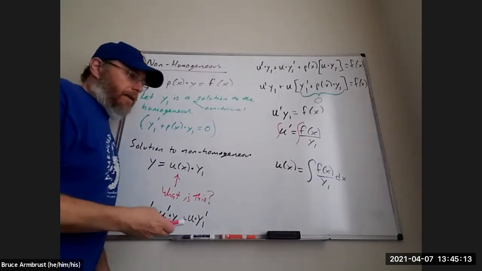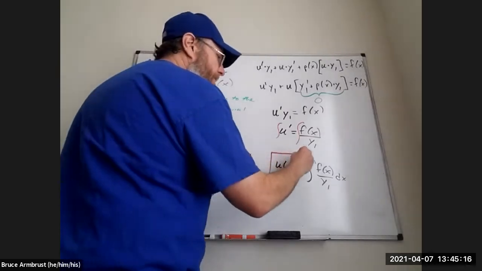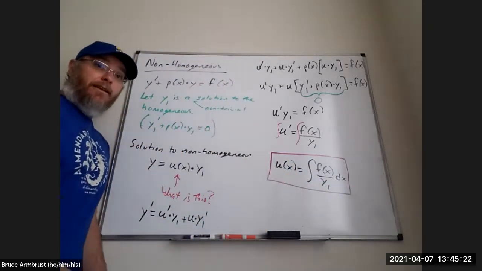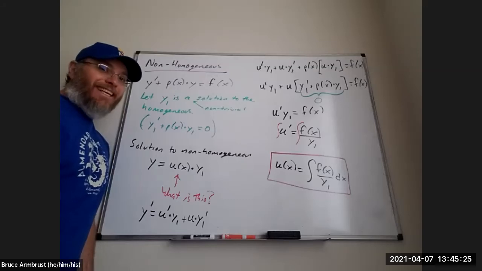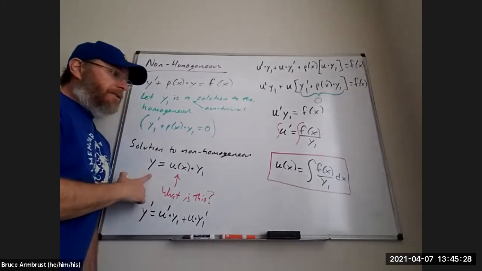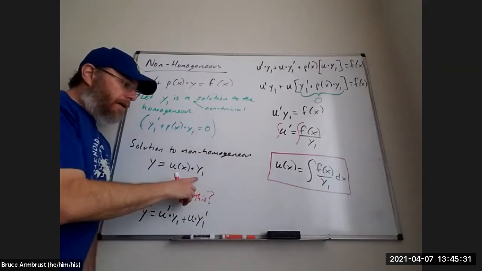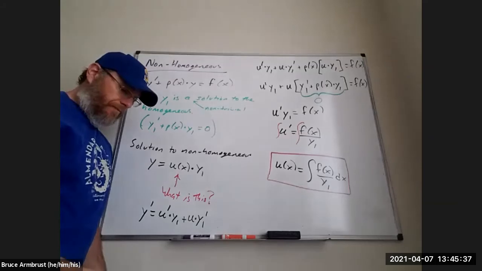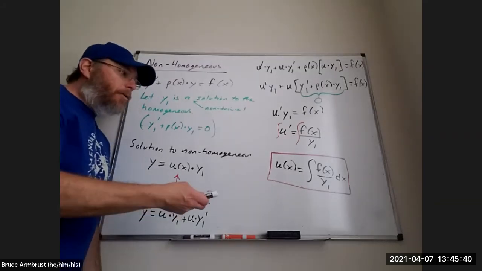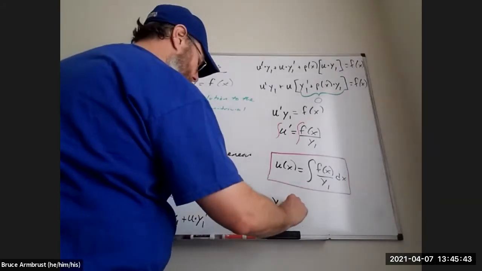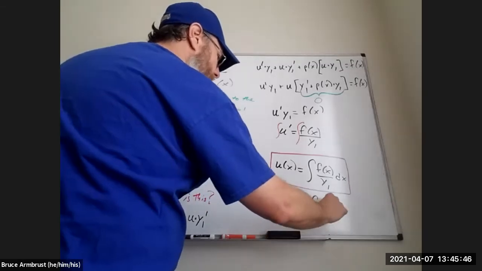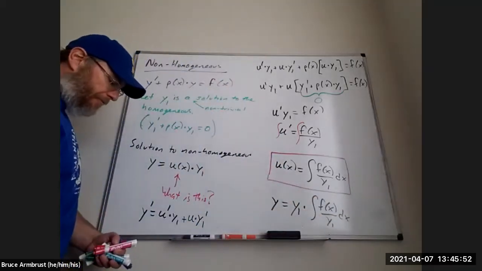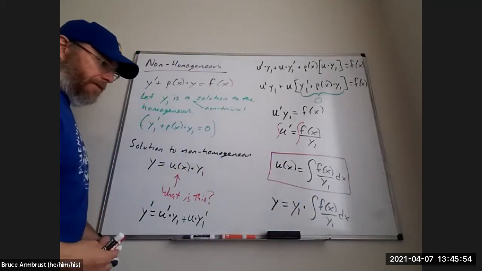Let me put a box around that. This doesn't finish the problem. This doesn't give us our answer because there's still another step, but it gives us the key. Because our answer is going to be whatever this is times the solution to my homogeneous. So if you want to know what y is, your solution is going to be y1 times the integral of f of x over y1. And you can definitely put a box around that, because that is our answer.